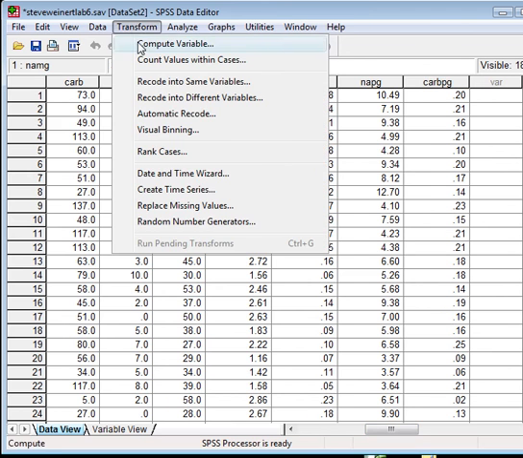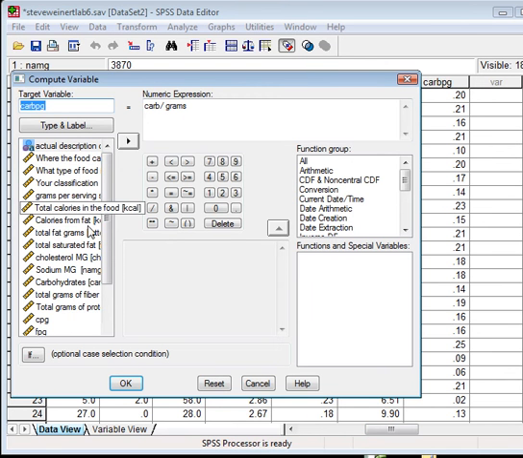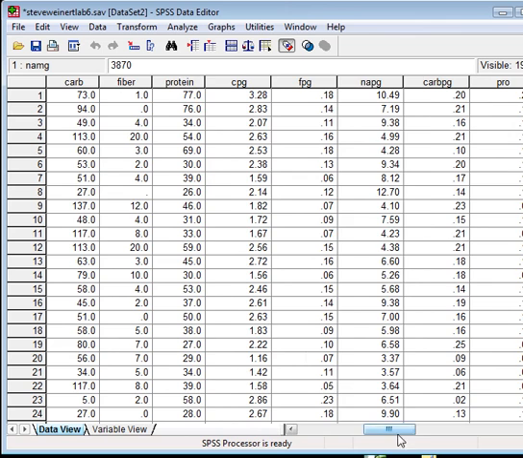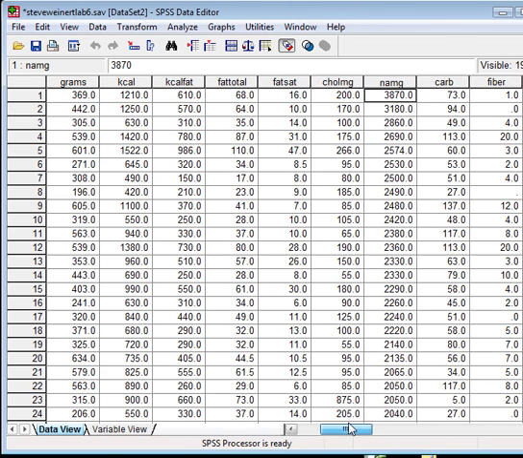Okay. Transform, compute variables. And the last one would be protein. If you want to look at fiber, you're welcome to look at fiber as well. Sure. You can look at whatever you want. I don't have Wings and Things because Wings and Things doesn't put the nutritional information on the web.